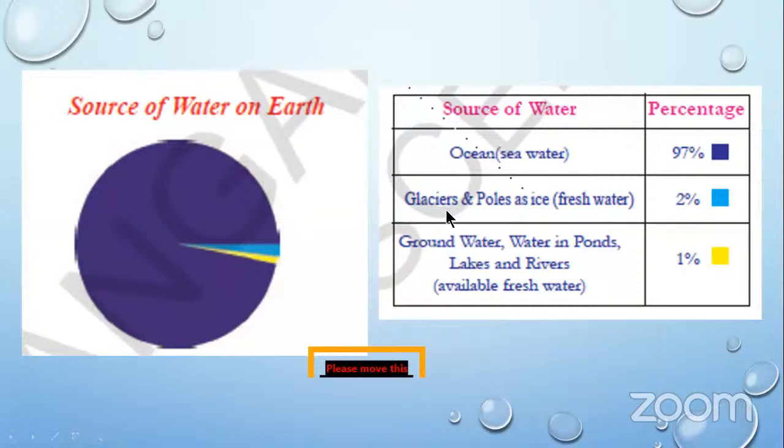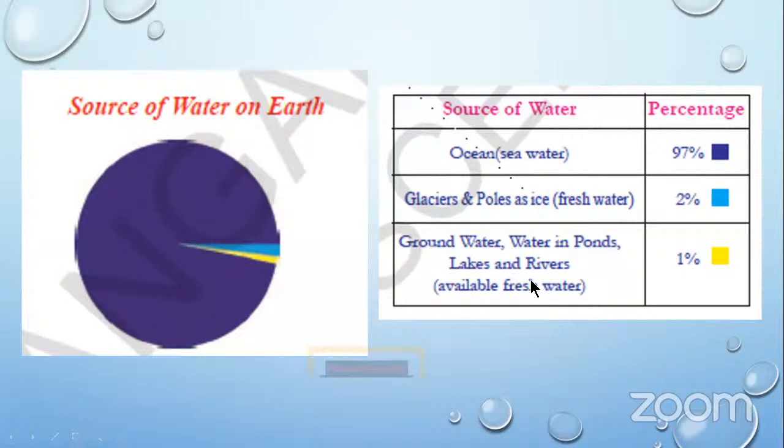2% is of glaciers and poles as ice. Glaciers means large ice bodies which float on the water in big oceans, seas, and all. Those are called glaciers. And in the poles, north pole and south pole, you have ice, it is full of ice. So this contributes 2%. Now the next 1% is groundwater. Whichever water we find inside the ground is groundwater. And then water in ponds, lakes, and rivers. These are all fresh water.